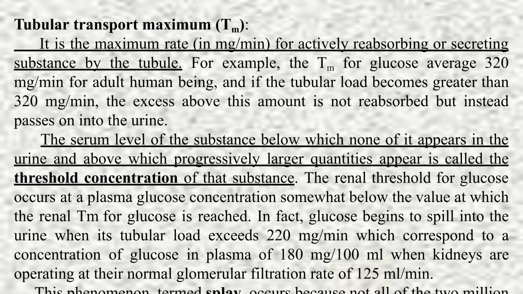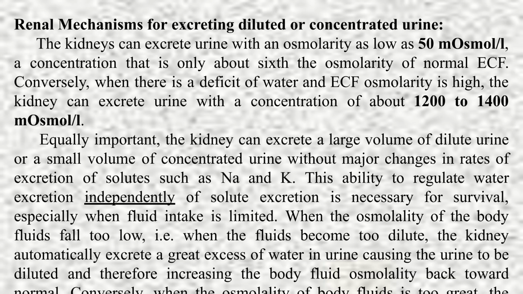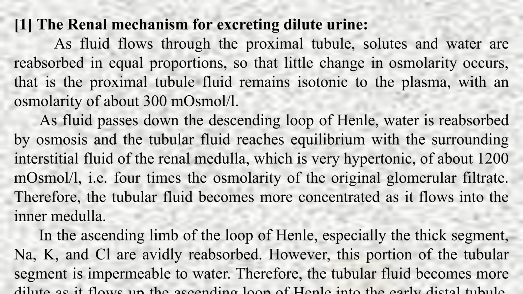PAH clearance measures renal plasma flow. PAH is completely cleared from the plasma by a single passage through the kidney. Clearance equals renal plasma flow when a substance is completely cleared and excreted in the urine. Renal blood flow can be calculated from renal plasma flow and hematocrit. GFR is measured indirectly by calculating the clearance of a glomerular marker like inulin.